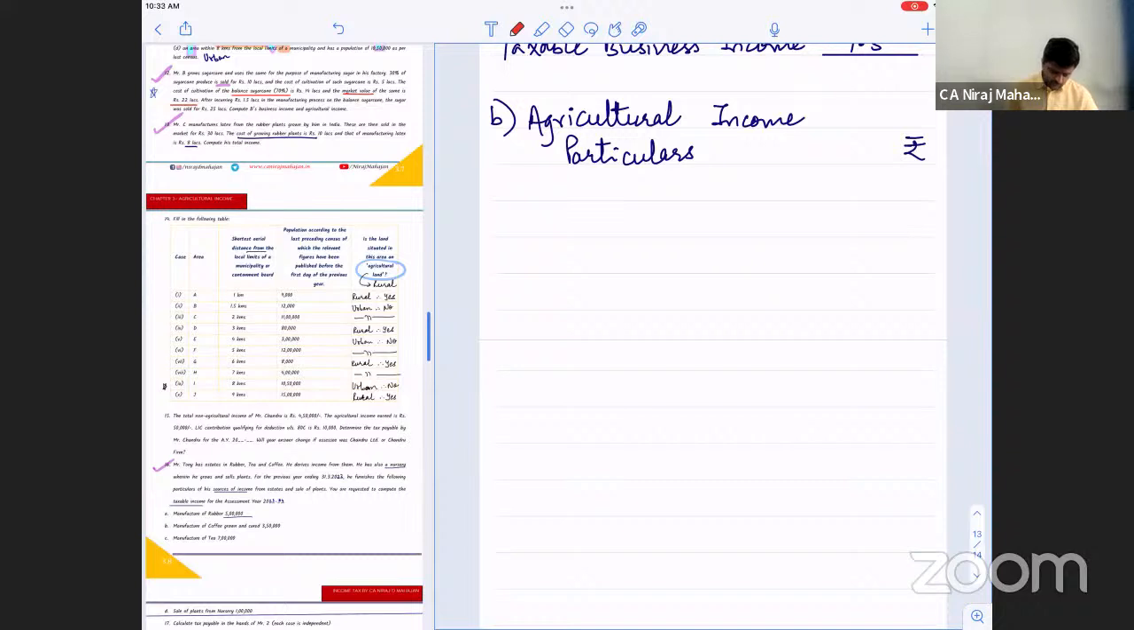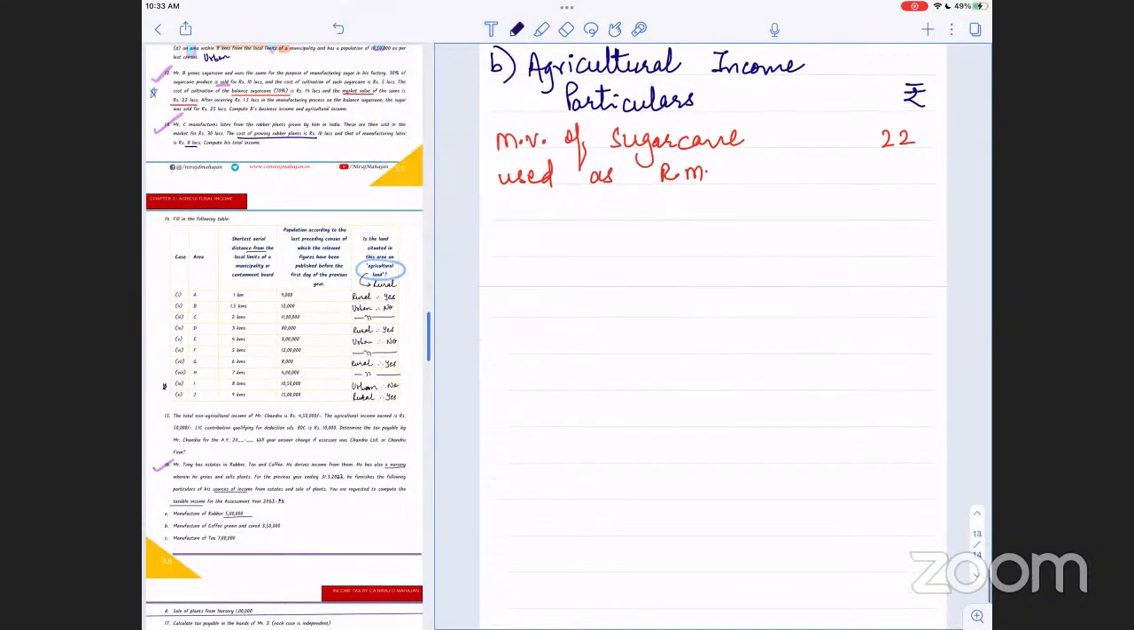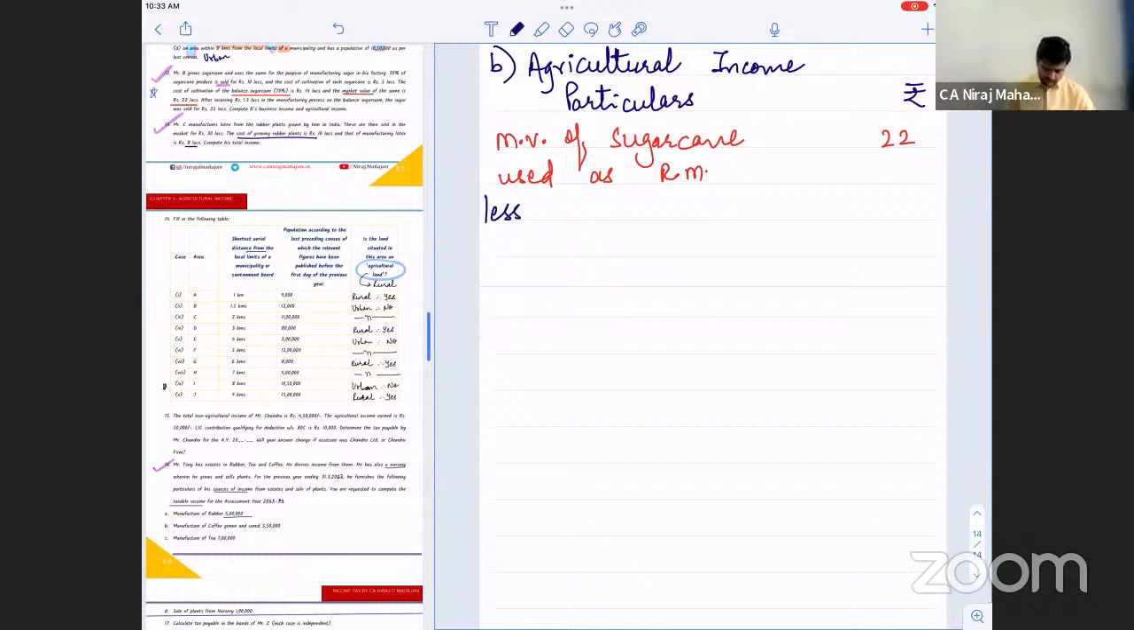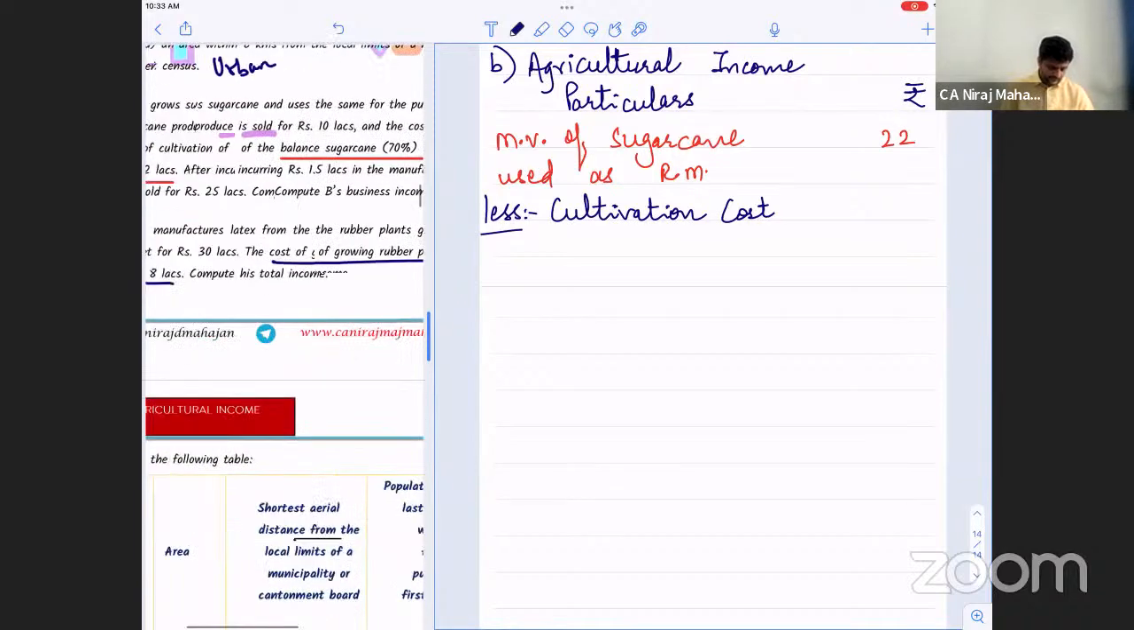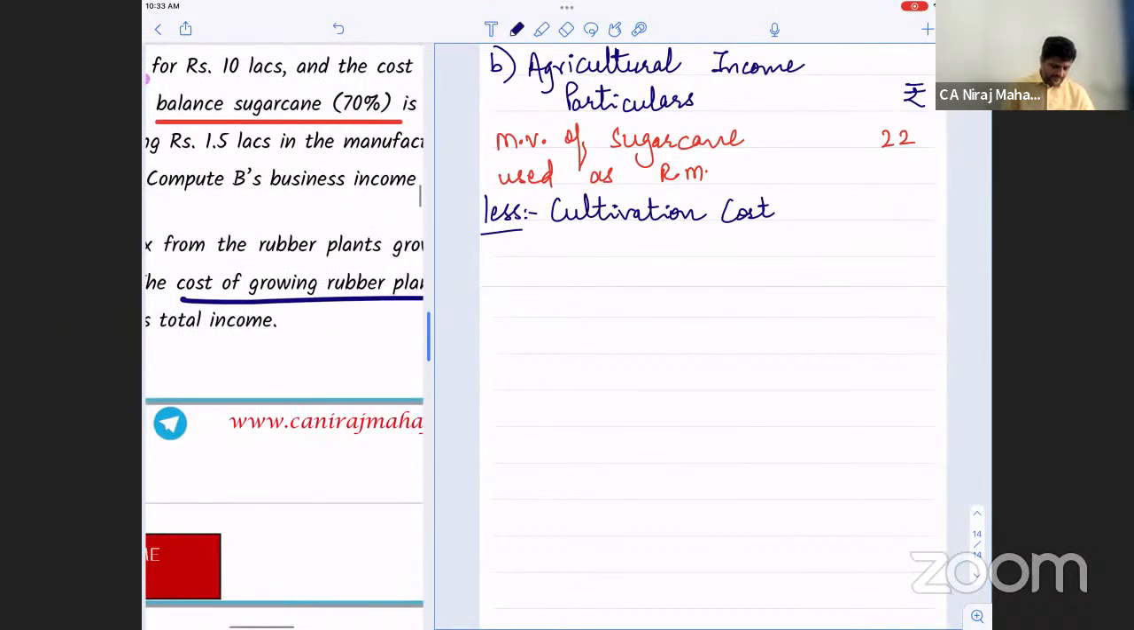Tell me, all of you understood? Clear? What will I reduce? What am I allowed to reduce? Cost of cultivation. The cost I'm incurring on the land. Cultivation cost is how much? 14. Given, no? Check. The cost of cultivation of this 70% is 14 lakhs.